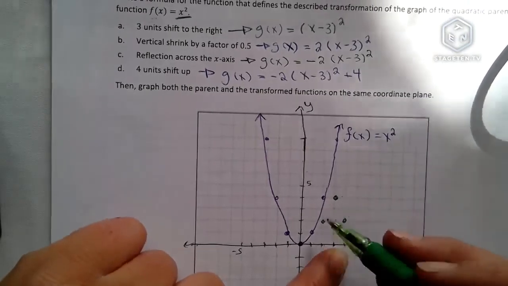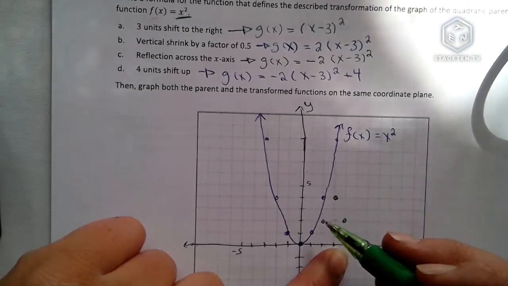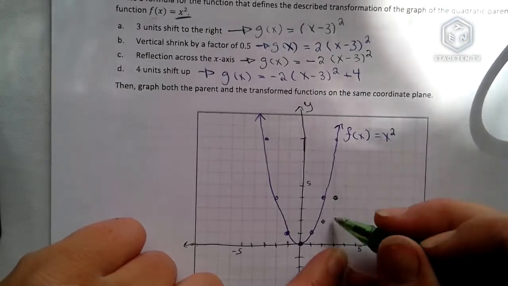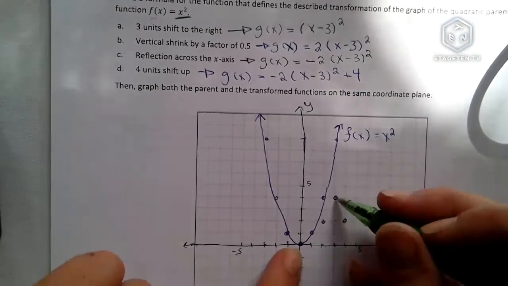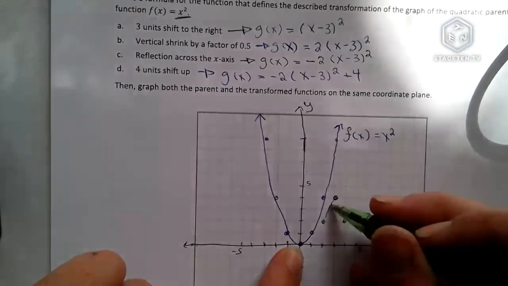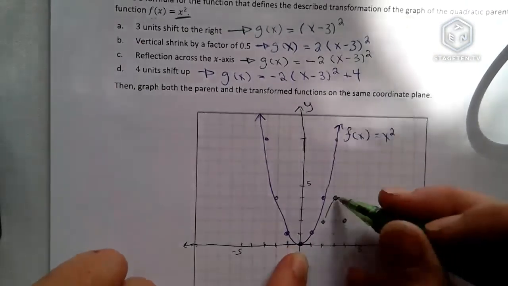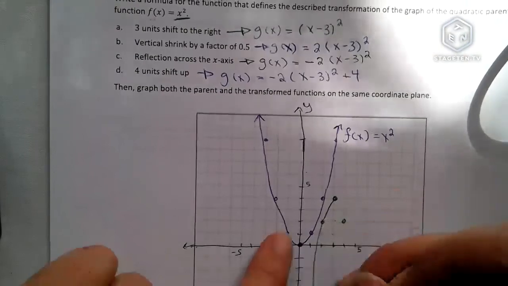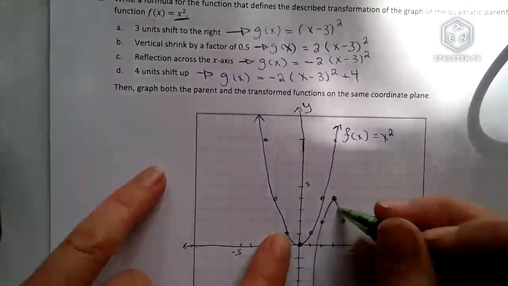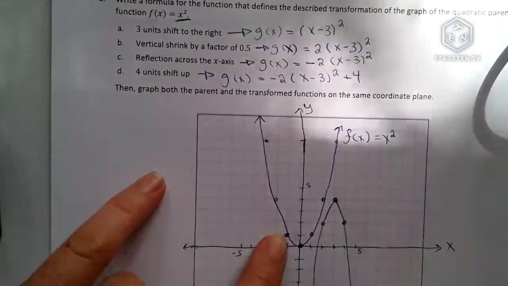Okay. And let's see, it was a vertical shrink, so since it was a shrink, it does look like it's going to pan out. We could do another point over here, but I'm going to go ahead and just do that. So let's see if everything looks right. Let's double check our work.